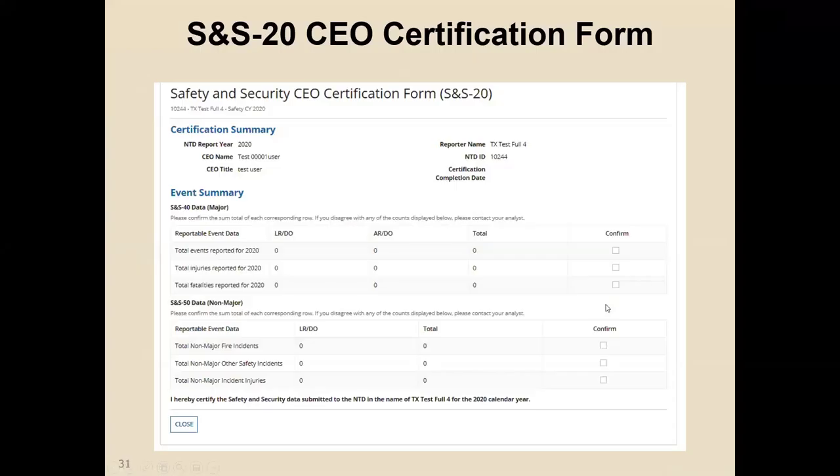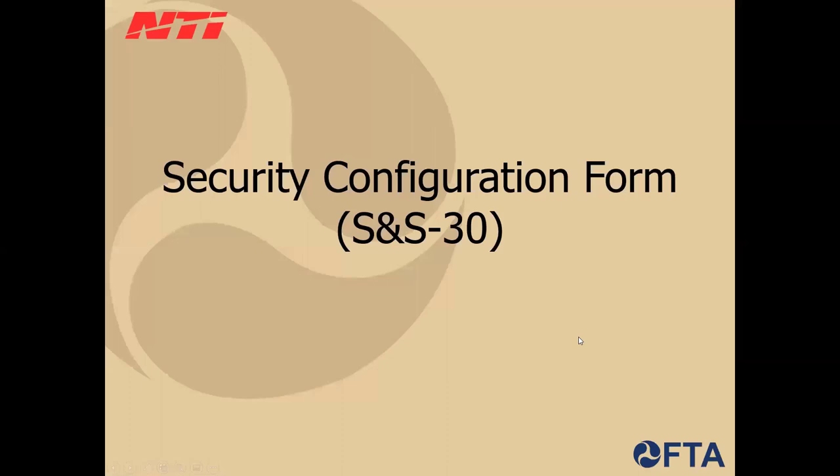This is a screenshot of what a typical SNS 20 looks like. Here are your confirmation boxes. And again, this is where you can confirm the data by checking that off. And then what you don't see down here is your CEO would have a submit box where he can submit the form into the system. Okay, so that's the SNS 20. We're going to move into talking about the SNS 30 security configuration form.